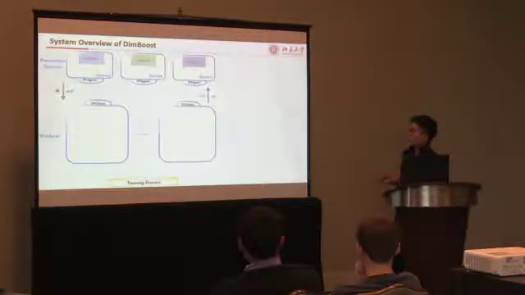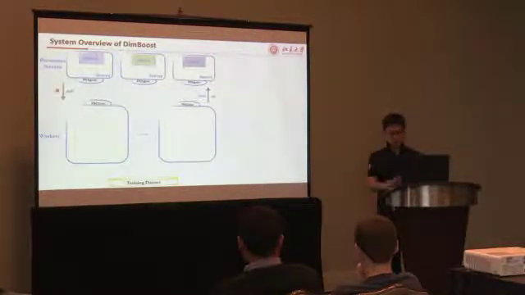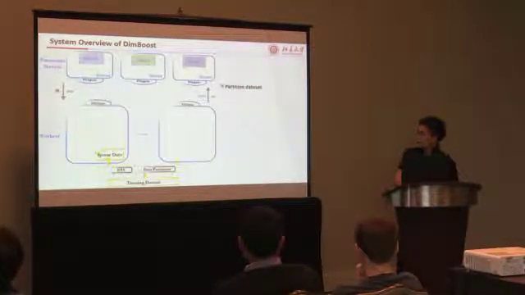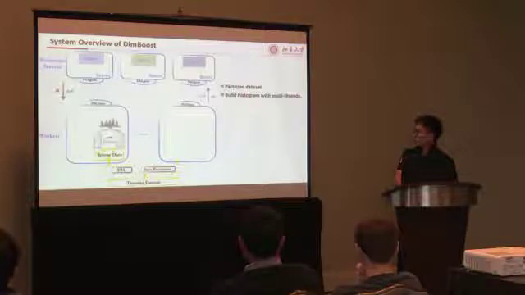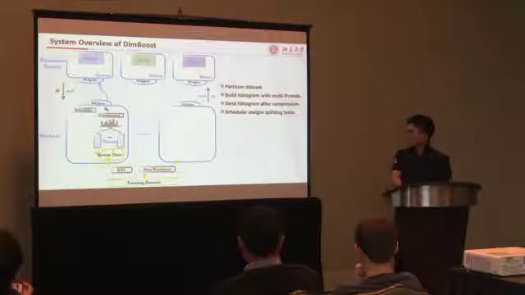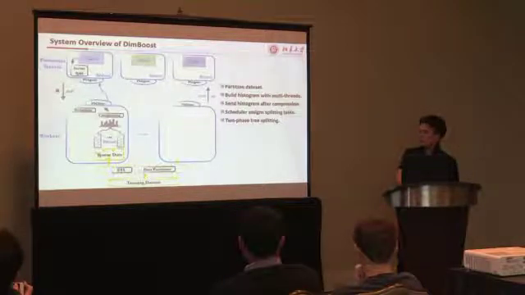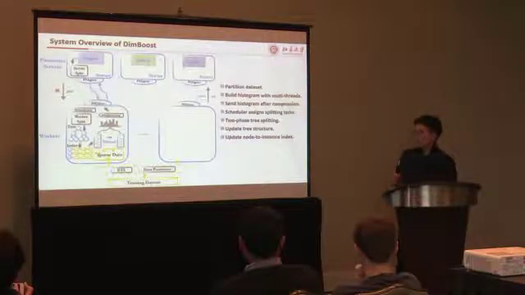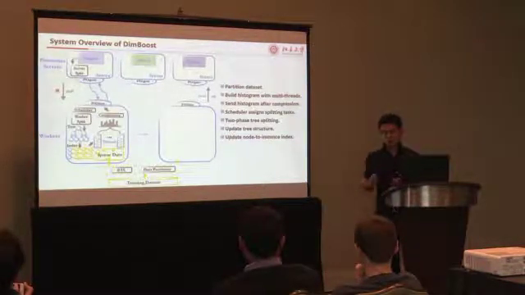Here's the system overview of DimBoost. We have servers, workers, and the training datasets. I will show how DimBoost works. We partition the dataset to workers, build a histogram with multi-threads, and send the histogram to servers after compression. The scheduler assigns tasks to workers. Each worker uses the two-phase tree splitting to find the split of tree nodes, with which we update the tree structure and the node-to-instance index. The index will be used in the next iteration of histogram construction.